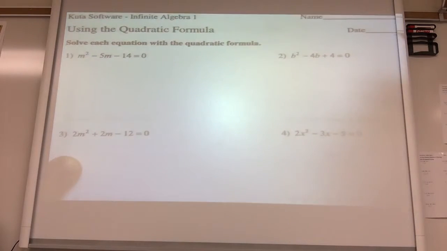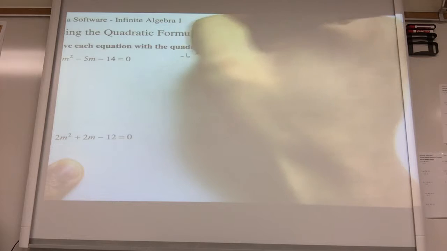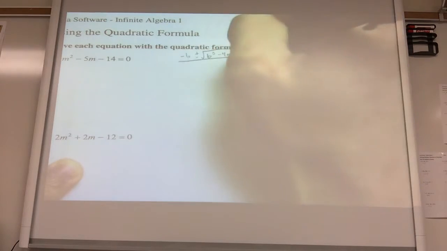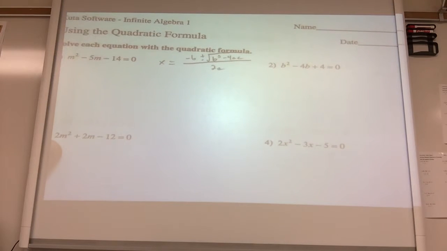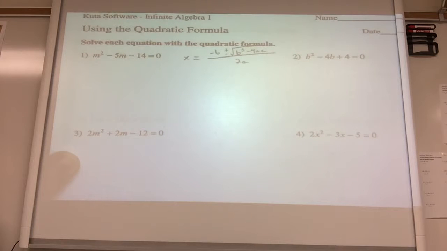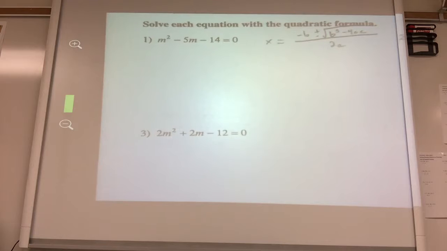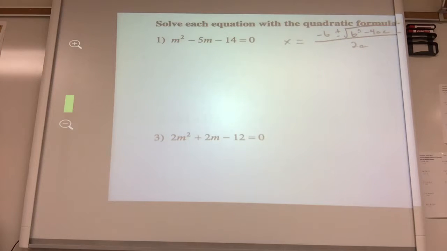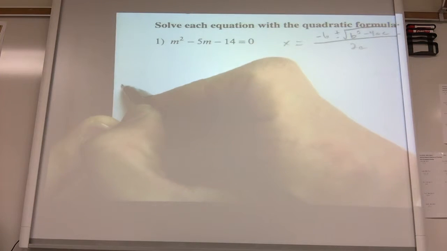And the quadratic formula is, again, negative b plus or minus the square root of b squared minus 4ac all over 2a. So x equals negative b plus or minus the square root of b squared minus 4ac all over 2a, and that is the quadratic formula, and you're going to get two answers. So remember that when you're solving a quadratic, it always has two solutions.